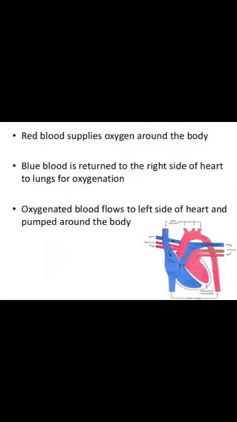Again, I am describing this picture of the heart. The red color indicates oxygenated blood supplied around the body. Then blue blood is returned to the right side of the heart to the lung for oxygenation, and oxygenated blood flows to the left side of the heart and is pumped around the body.